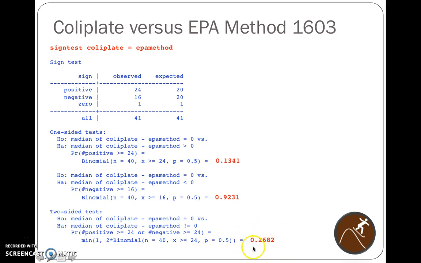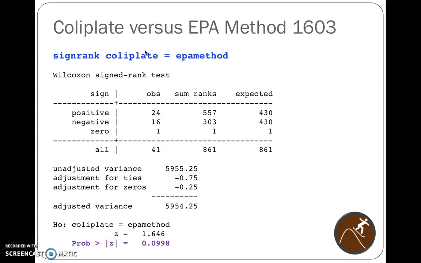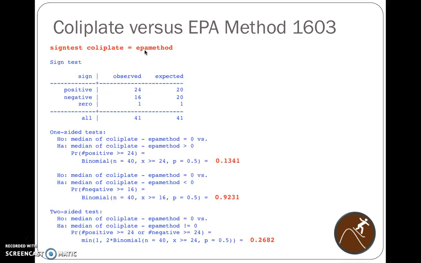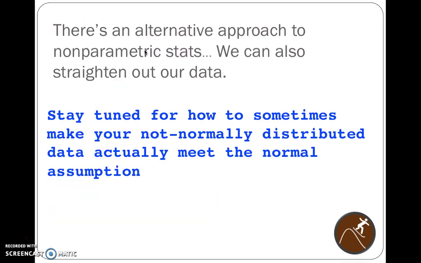Since 0.2682 is higher than 0.05, we have insufficient evidence to conclude that there is a significant difference between Coliplate and the EPA method. So we would conclude that the results are statistically similar because they're not statistically different. So 0.26 is higher than 0.05, no statistically significant difference between Coliplate and EPA method. That confirms the same results here, just the p-values are different, but they did come to the same conclusion.